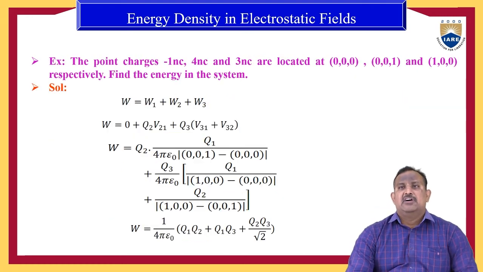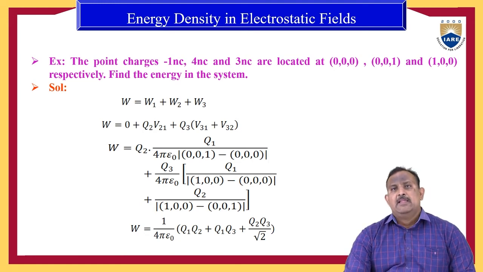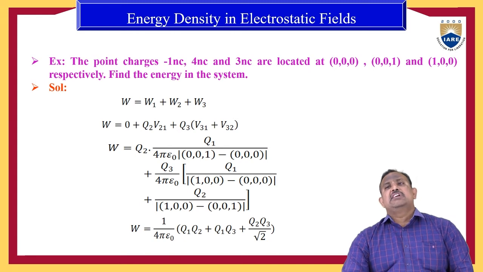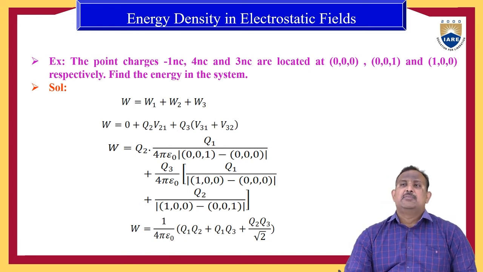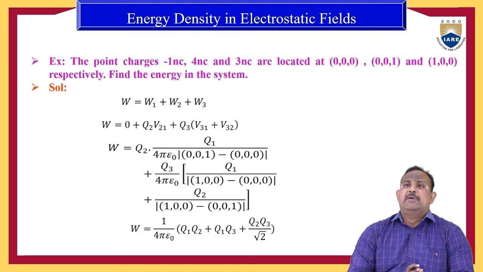We'll see a small example based upon the energy density in electrostatic fields. Let us assume point charges of minus 1 nanocoulomb, 4 nanocoulombs and 3 nanocoulombs. These are located at (0,0,0), (0,0,1) and (1,0,0) respectively. Here we need to find the total energy required to move the point charges.